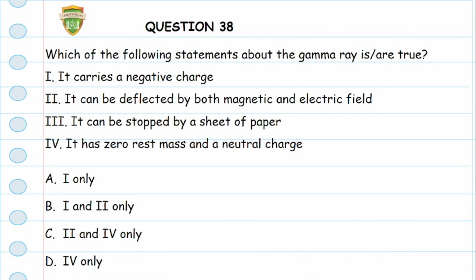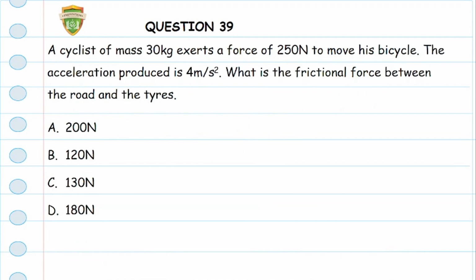Now the third one says it can be stopped by a sheet of paper. A sheet of paper actually stops only alpha rays. It takes a lead block to be able to stop gamma rays, so that removes it. So that automatically means that statement 4, which is it has zero rest mass and a neutral charge, is actually true about gamma ray, because gamma ray does not have any charge and it actually has zero rest mass. So that is option D in this case, which is 4 only.